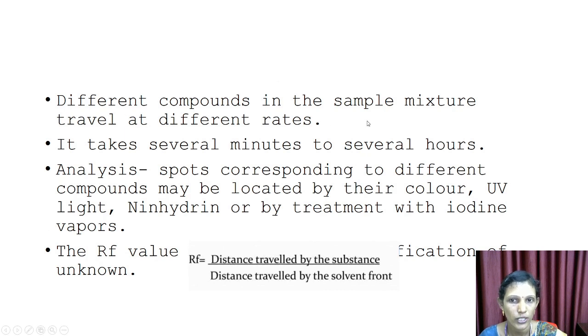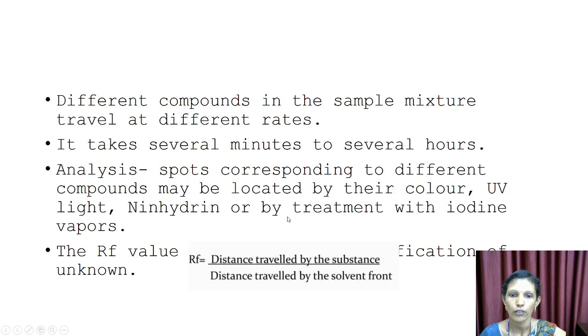Different components in the sample mixture travel along with the solvent at different rates. It may take several minutes to several hours. After that, the analysis is done by the spots corresponding to the different components. They may be located by color, UV light, or ninhydrin while we are spraying the ninhydrin spray, or by treating with iodine papers like that.